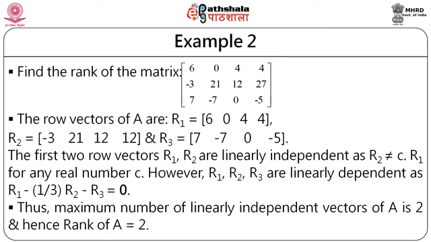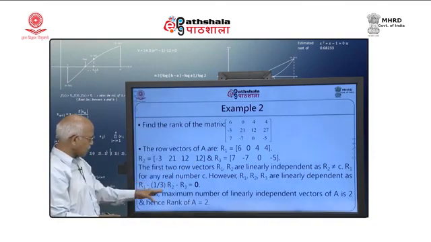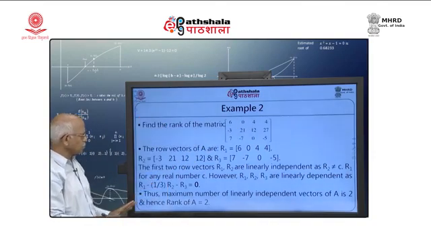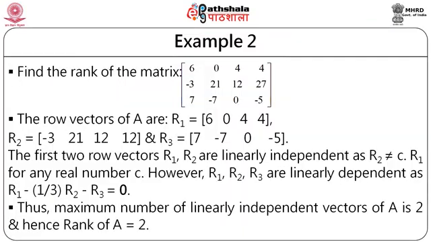However, R1, R2, R3 are linearly dependent. Why? You can see that R1 minus 1/3 R2 minus R3 will be equal to 0. You just check: 1/3 times R2 I have to subtract from R1, and minus R3, and I will get 0, and therefore, these 3 vectors are linearly dependent. So, the rank of this matrix in that case becomes 2. That is how we can do that.